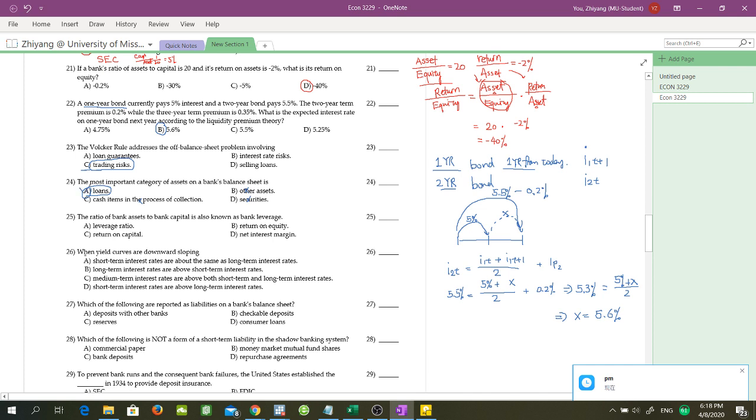Question 25. The ratio of bank assets to bank capital is also known as bank leverage. I'm not sure about what's going on with this question, but the answer is there. It is called the leverage ratio. Let me see, where's my marker? Okay, here.